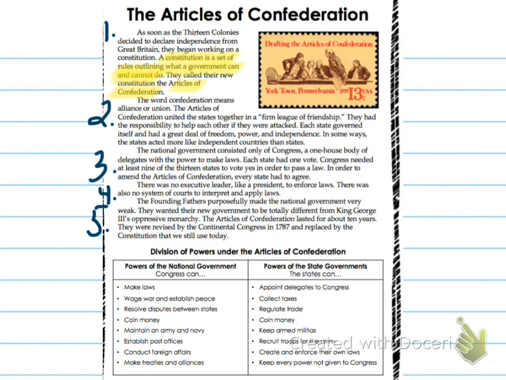Paragraph 2. The word confederation means alliance or union. The Articles of Confederation united the states together in a large league of friendship. They had the responsibility to help each other if they were attacked. Each state governed itself and had a great deal of freedom, power, and independence. In some ways, the states acted more like independent countries than states.